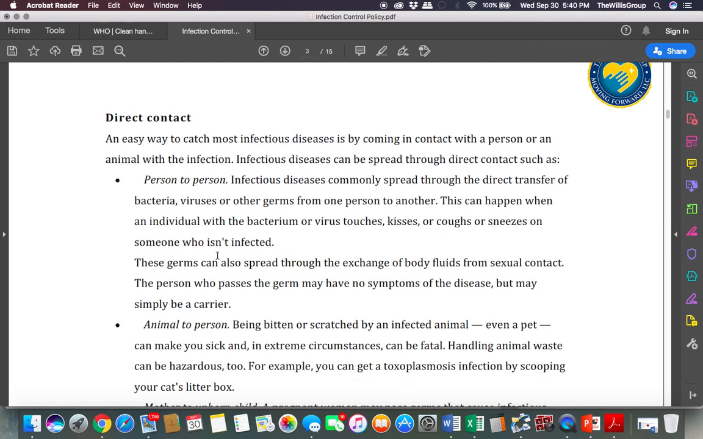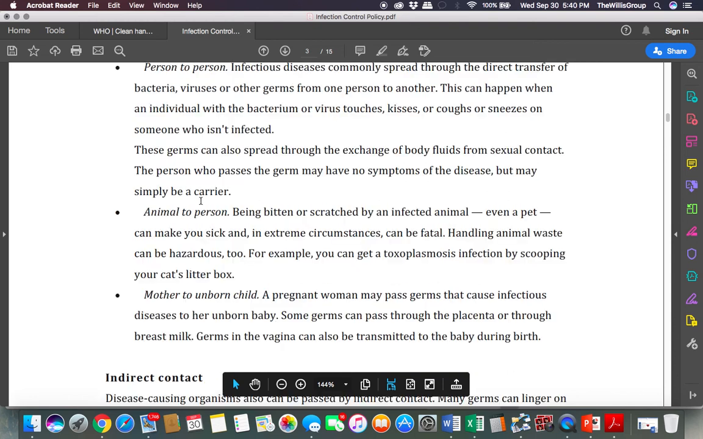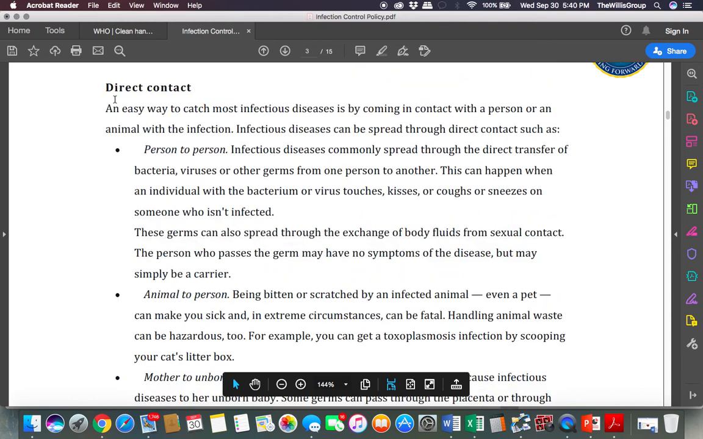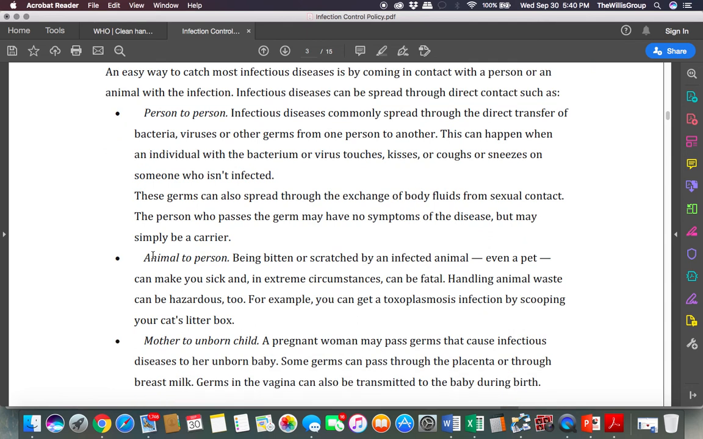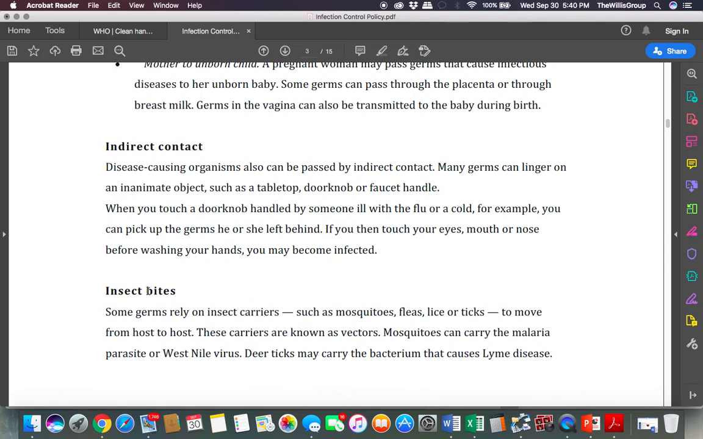We talked about direct contact: person to person, animal to person, mother to unborn child as well, are just some ways that you can be infected through direct contact. Indirect contact would mean insect bites as well. I do want to go back. Let me just say this. Indirect contact here: disease-causing organisms that can be passed by indirect contact.